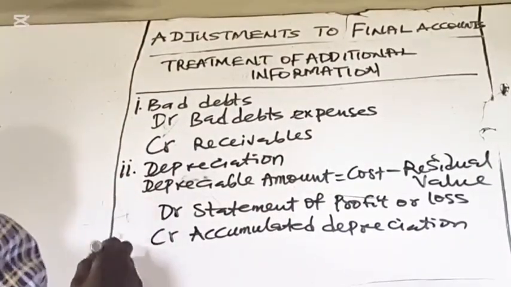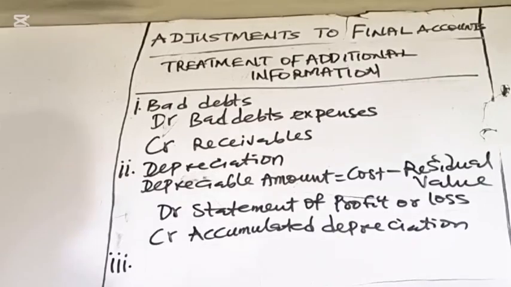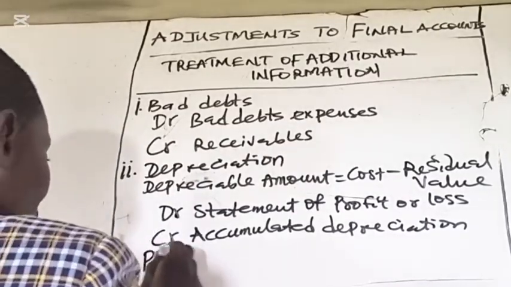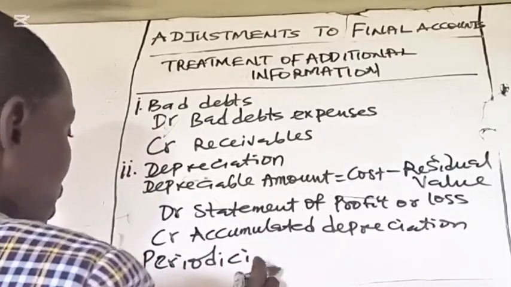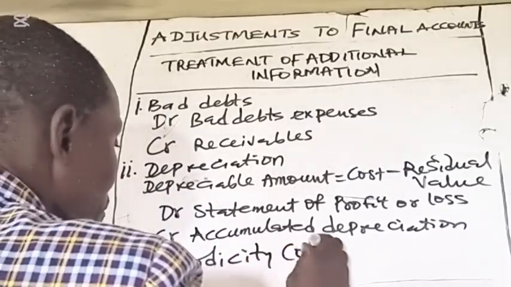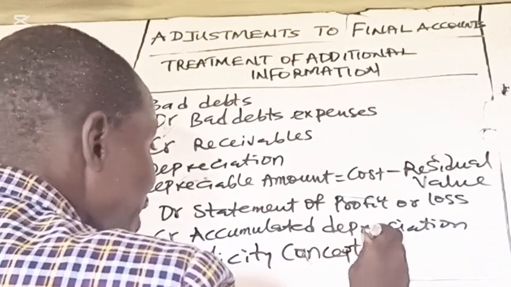That is number two. Now, the number three term I want you to bear in mind before I go into other items is the periodicity concept. This is an accounting concept. Periodicity concept, or interval concept.